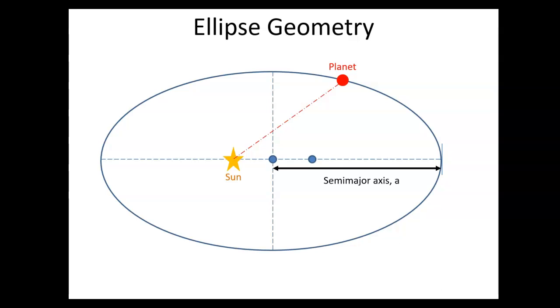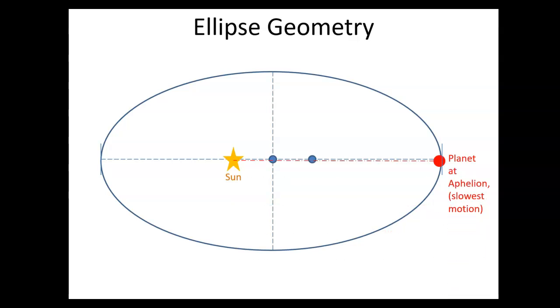One major characteristic is the semi-major axis. That is, it's half of the major axis, which is the axis across the widest part of the ellipse. And the semi-major axis is represented by the symbol A. Another important characteristic is the distance from the sun to each of the focus points. Here I'm showing it as the distance from the sun to the center of the ellipse. And that distance from the center to one of the focus points is called D.